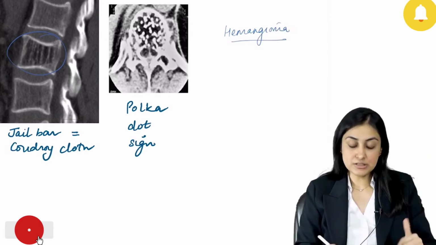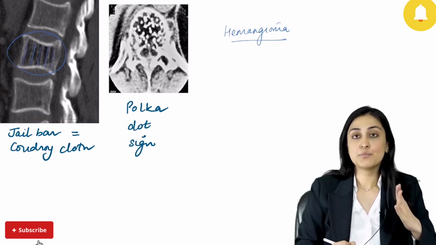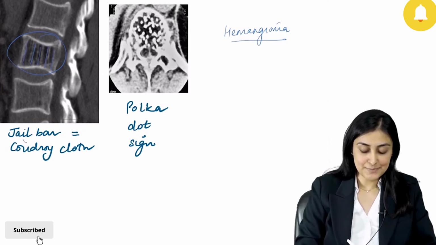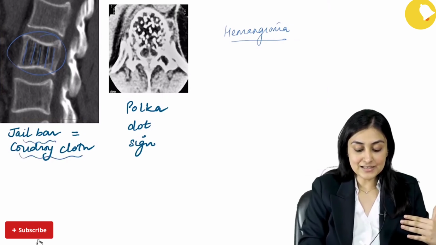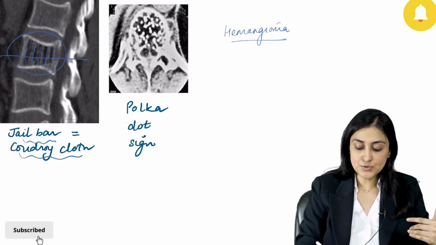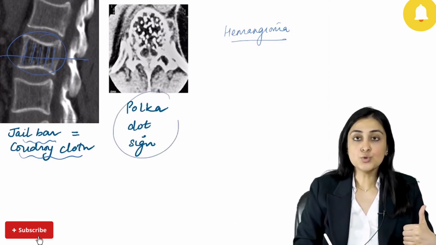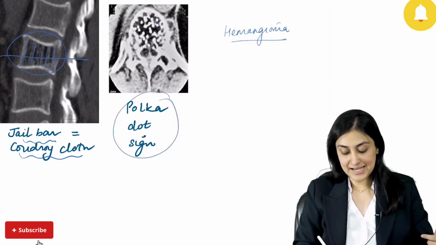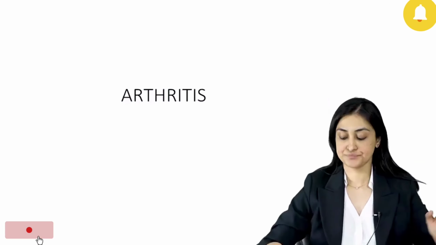When I look at a sagittal image, you will see that all of these bony trabeculations are prominent. So this is described as the jail bar or corduroy cloth appearance. If I take a cross section through this, again you will see the bony trabeculations getting very prominent. This is referred to as the polka dot sign. So these are two signs which are seen with spinal hemangiomas.